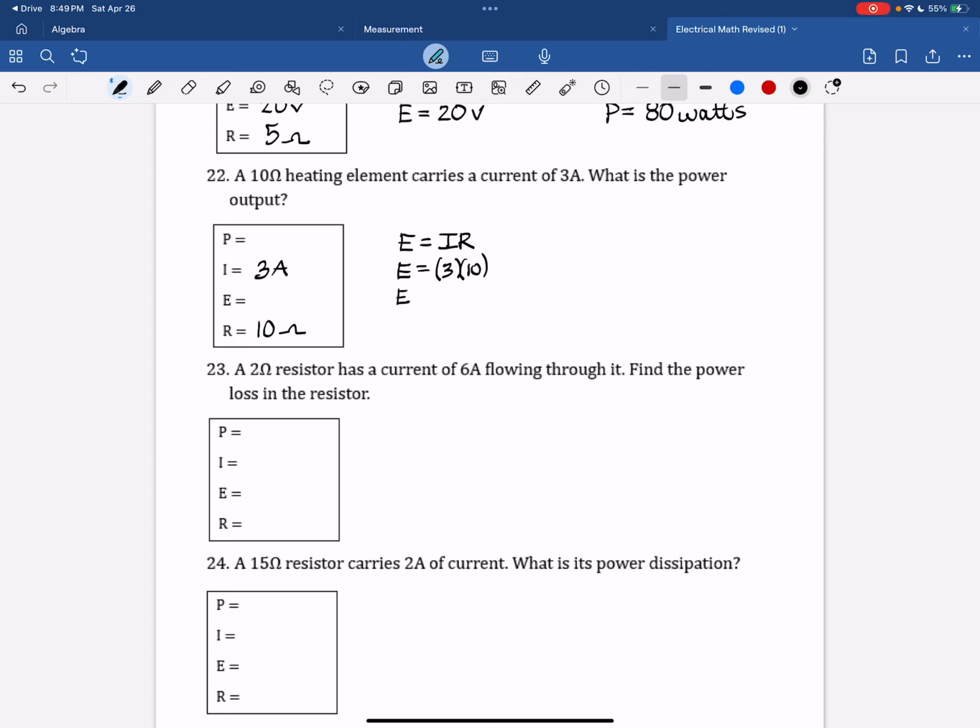If you ever find yourself without an ohms wheel and you have to do this, this will do it for you. And then you turn around and do the power formula using that 30 volts that you just found. And that'll tell us that power is 90 watts.